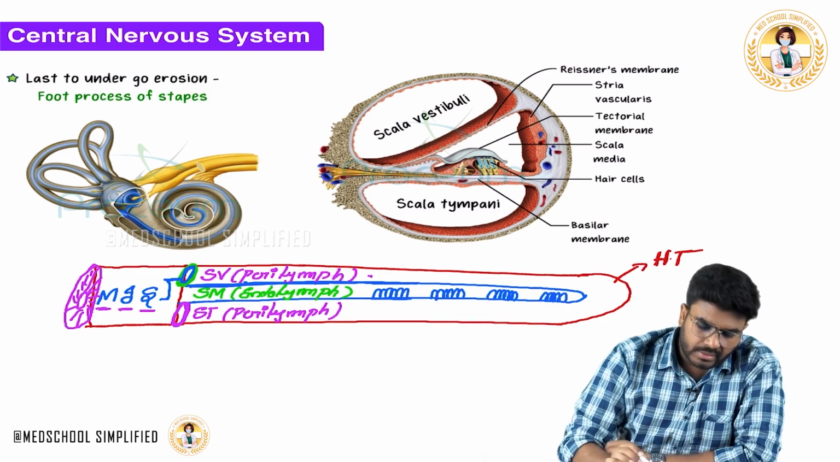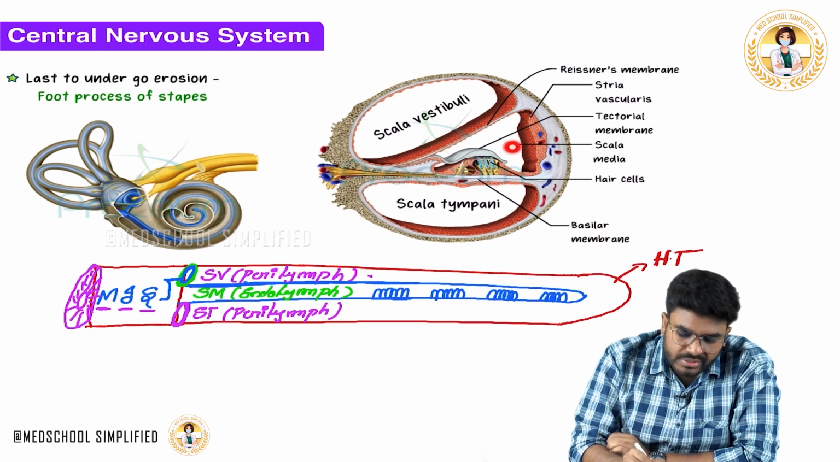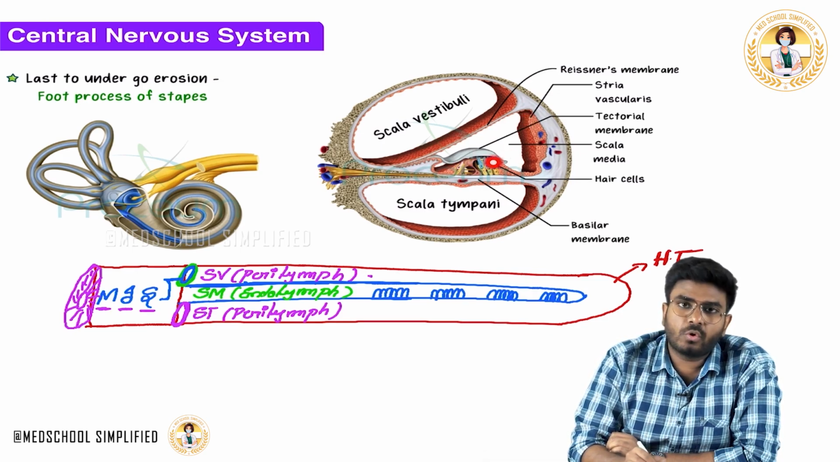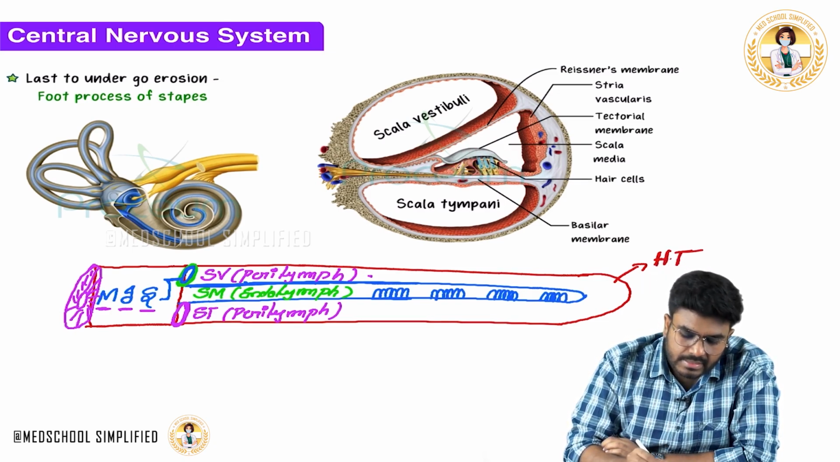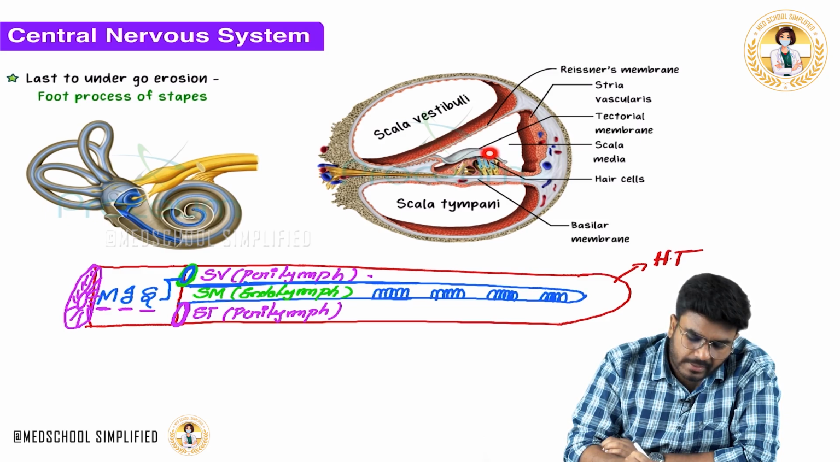Anyway, in the scala media, who is there? In the scala media, there is this organ of Corti, which is sitting on the basilar membrane. It contains which cells? It contains hair cells. Now, on these hair cells, there is this dome-shaped structure present. What is the name of this dome-shaped structure? This dome-shaped structure is called the tectorial membrane.